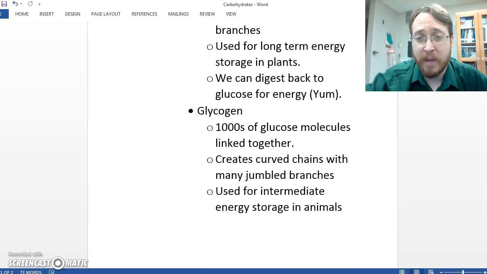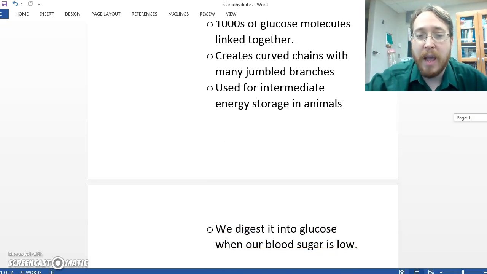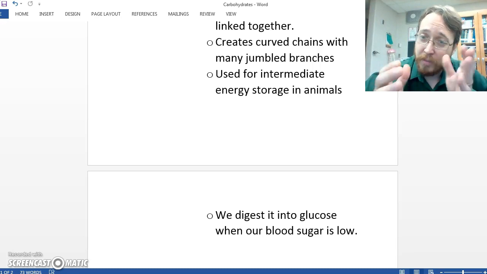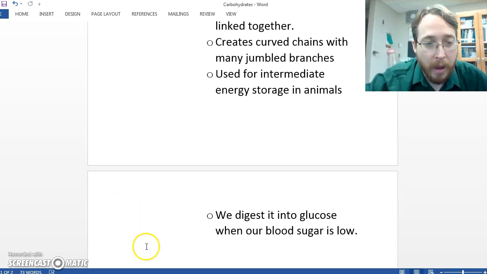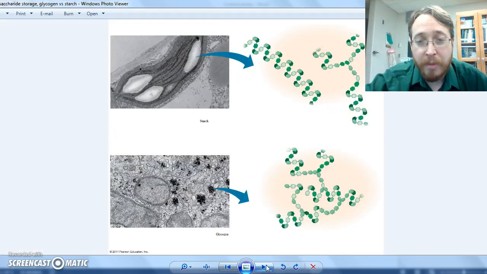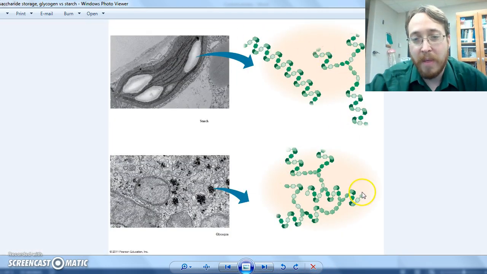Glycogen is also made of thousands of glucose molecules linked together, but the way they're linked, they create curved chains with many jumbled branches. They are an intermediate energy storage for animals, and we digest it into glucose when our blood sugar is low. So we're storing it, and then when our blood sugar is low, we need more glucose in our bloodstream. We break it down. Now, one final note. This, I guess, is another example of what they look like, the helix of starch and the light branching of starch as opposed to the major jumbled branching of glycogen.